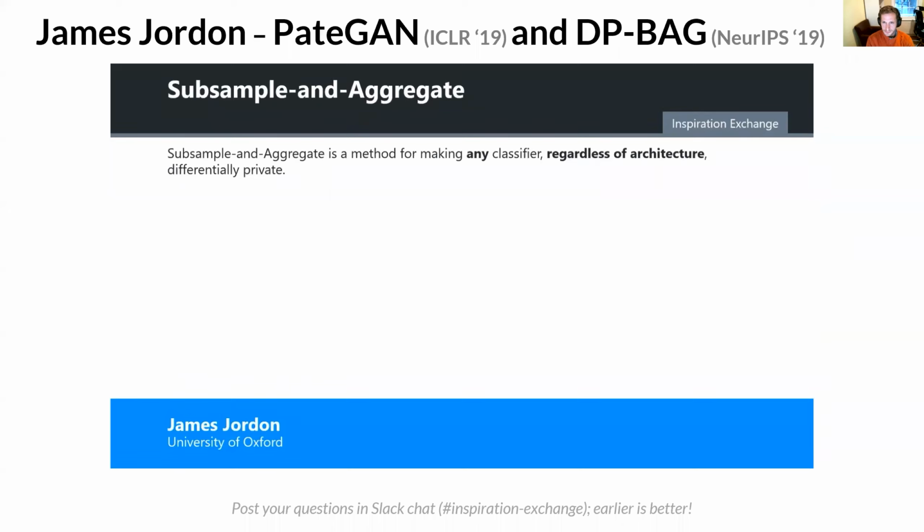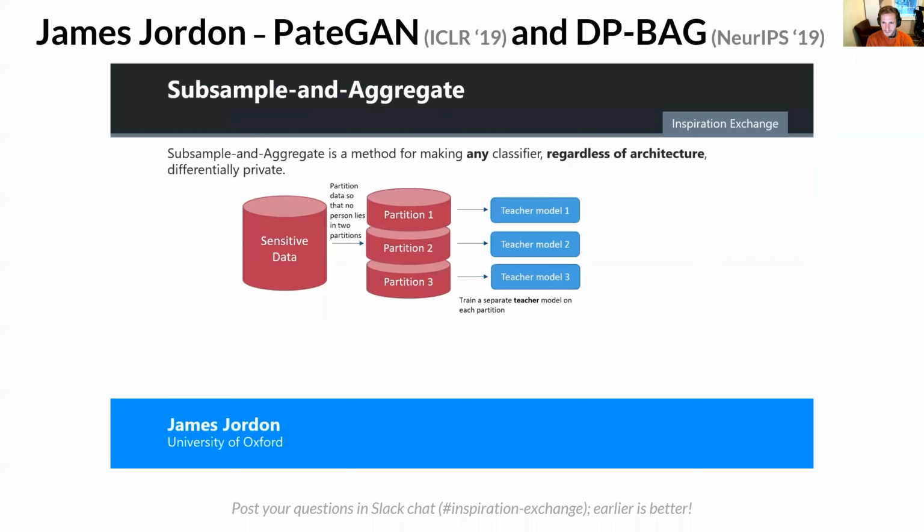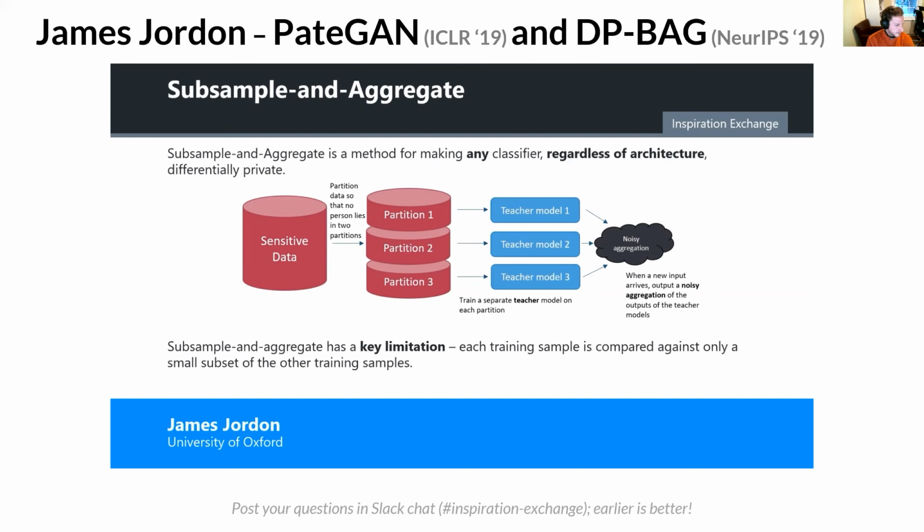As a quick reminder, subsample and aggregate involves taking the original data, partitioning it, training a separate teacher model on each partition, and then noisily aggregating the teachers. By training a separate teacher on each partition, the effect of any individual row on the final model is limited by only being able to affect one teacher. A key limitation of this approach, however, is that any given training point is only ever compared against a small subset of the whole data.